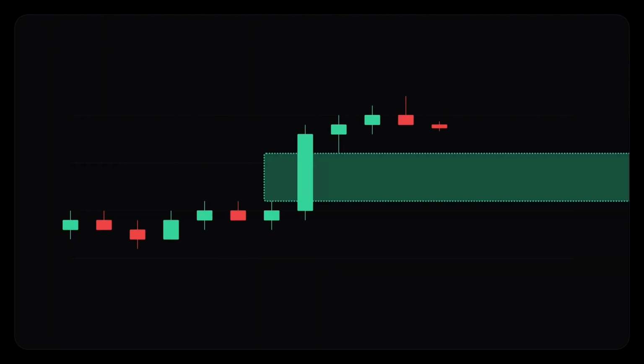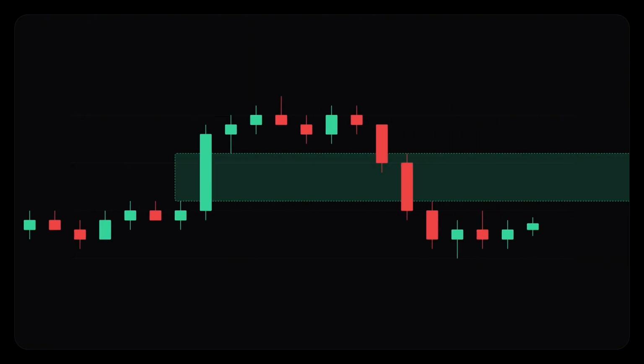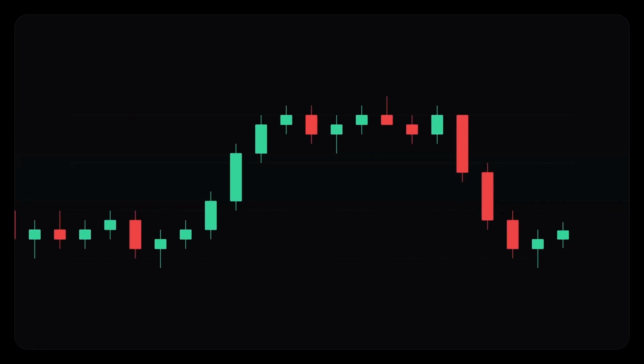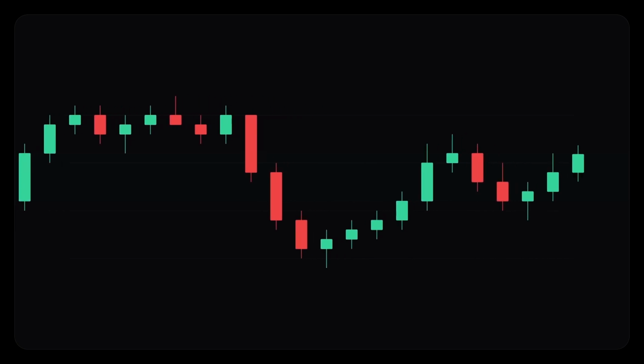On the other hand, if price repeatedly moves through the same fair value gap without showing much respect, the level may gradually lose its significance. Just like any support zone or resistance zone, repeated testing can weaken the reaction.